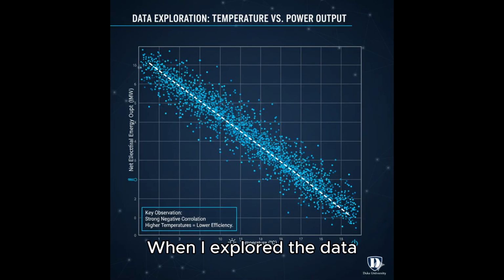When I explored the data, the most obvious pattern was a strong negative relationship between temperature and power output. This made sense because higher temperatures reduced the efficiency of the plant.